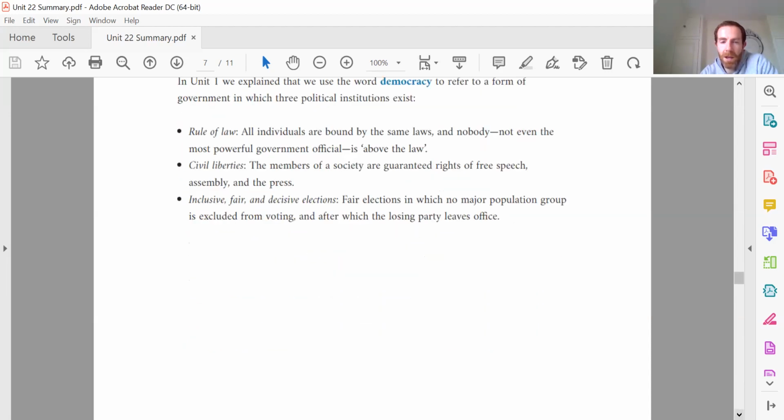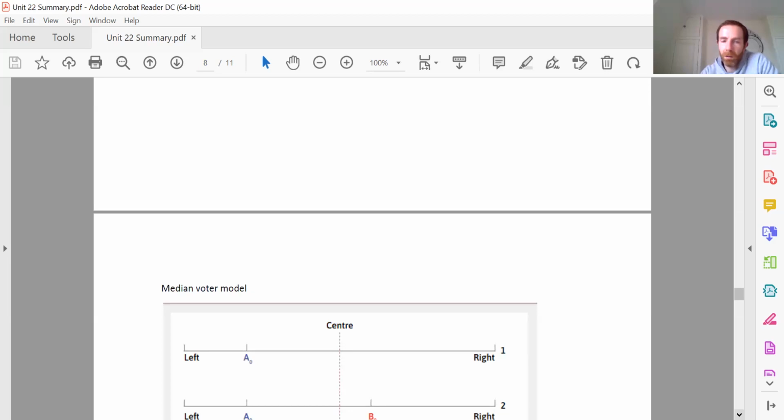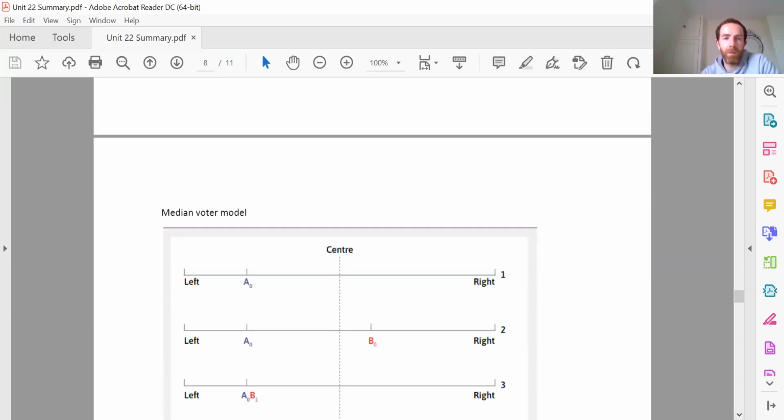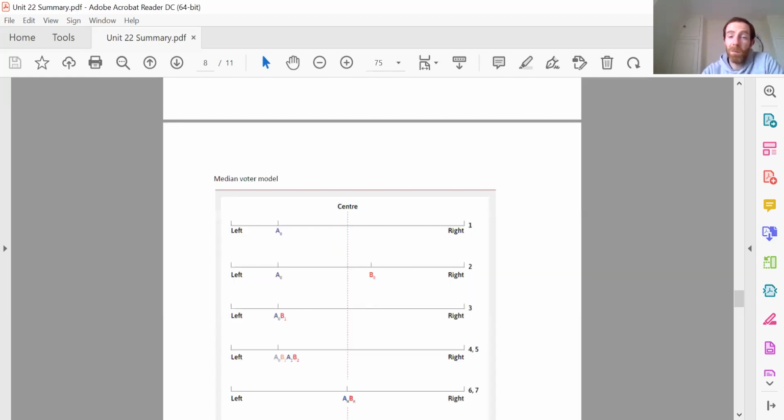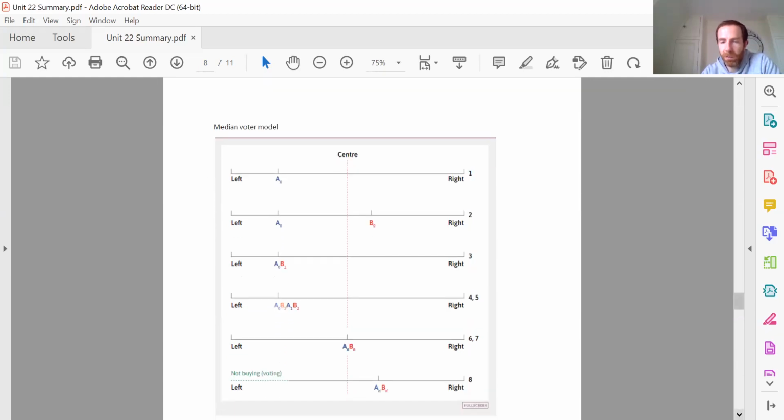So then we start to think, let's build a simple model of what would happen if we have a democratic system where there are only two political parties. We can use this simple model to imagine what would happen. What we imagine is we have a whole spectrum of people in the country. The citizens have a whole spectrum of political positions going from far left over here to far right. And here's a really key assumption of this model.